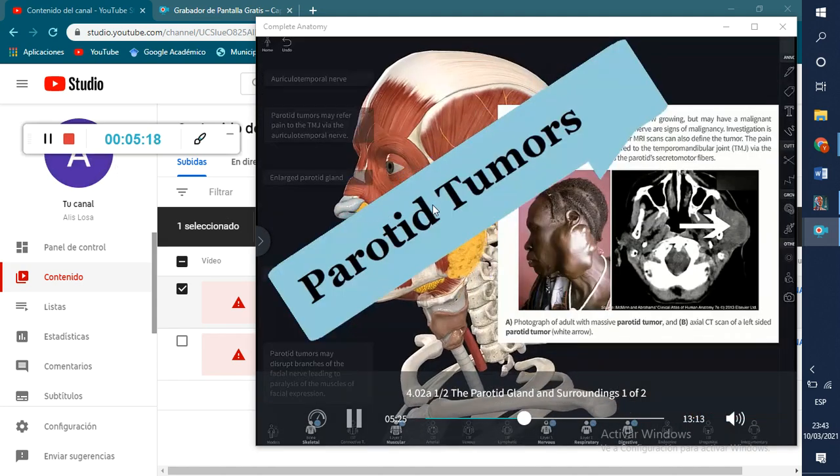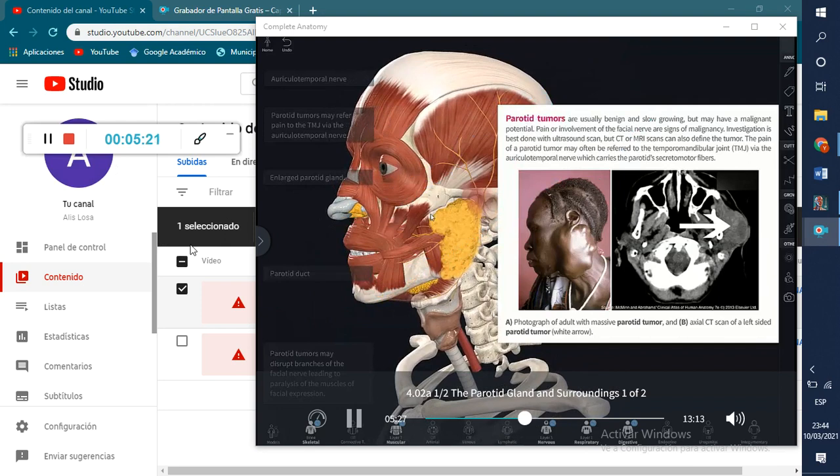Throw in a few clinical correlations while we're at it. We'll start off with the parotid tumors. Okay, parotid tumors are usually benign and slow growing. It is rare that they grow to the size as you can see here in this individual. There's some potential for them to become malignant, but most of the time that is not the case.